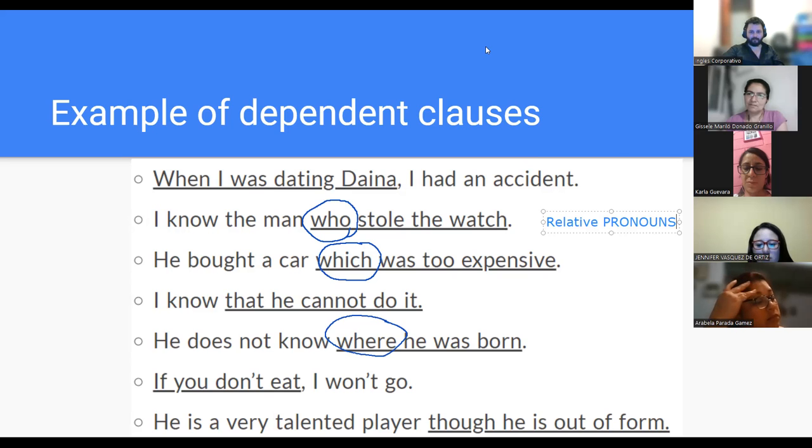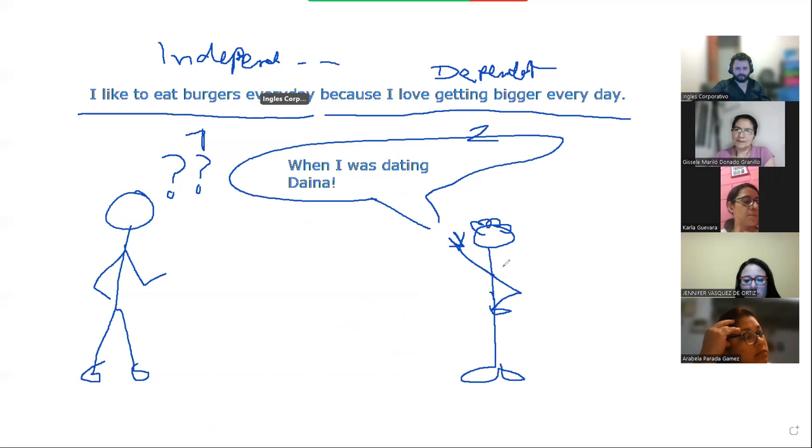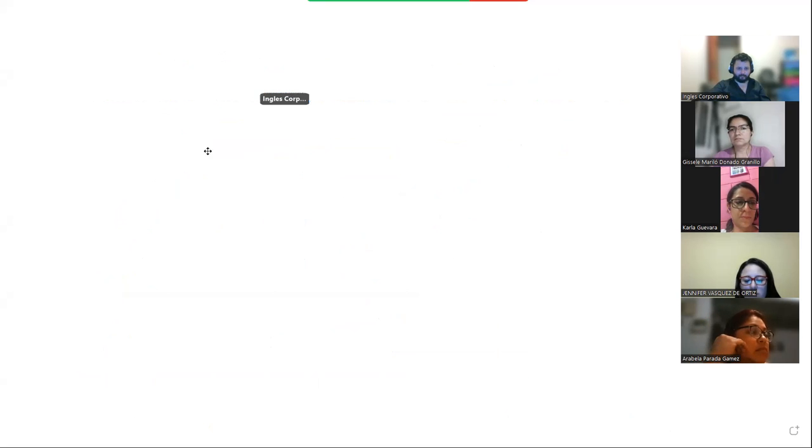All right. So, if we go back to my awful drawing, think about it like this. A pronoun, let's say that we have the pronoun. What pronoun do you want?